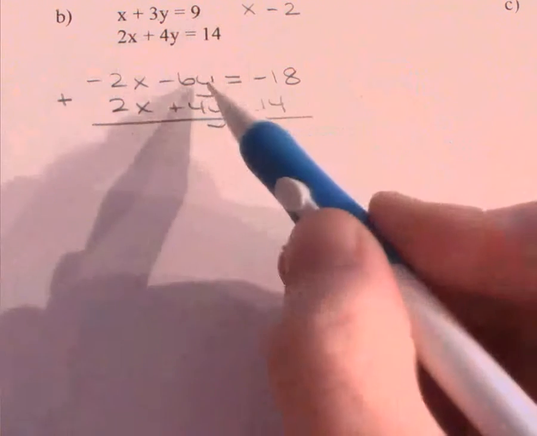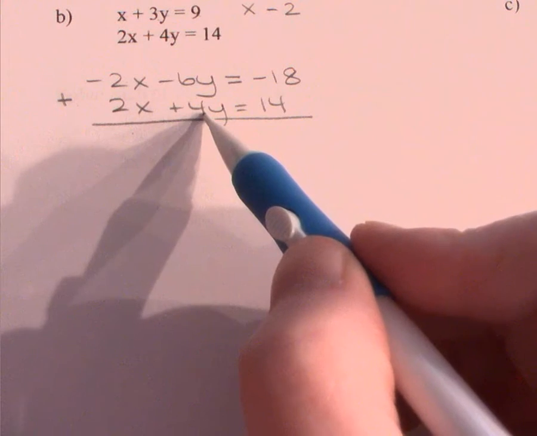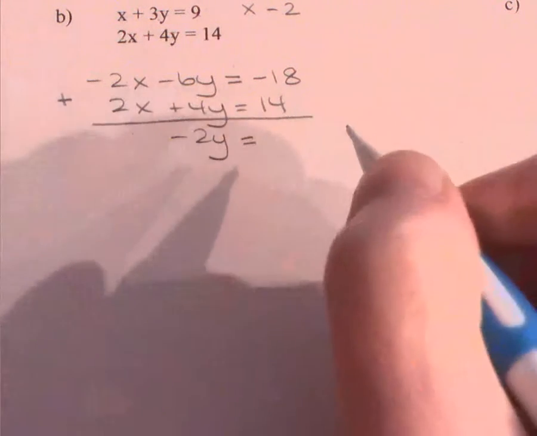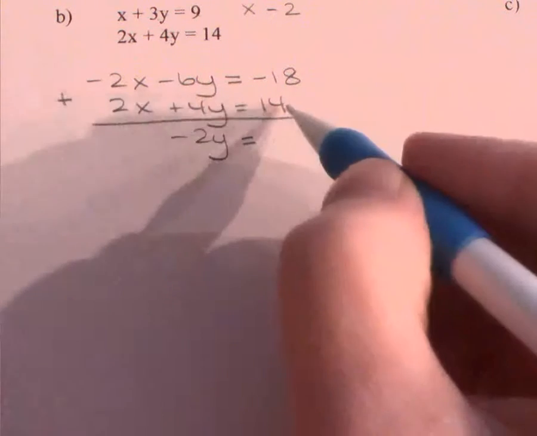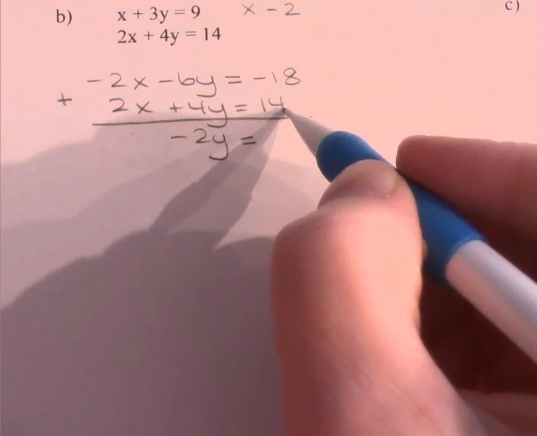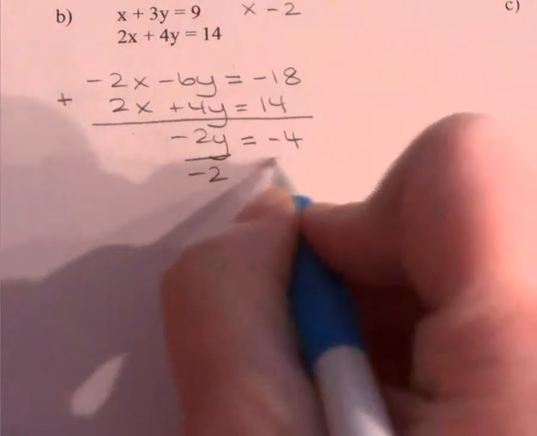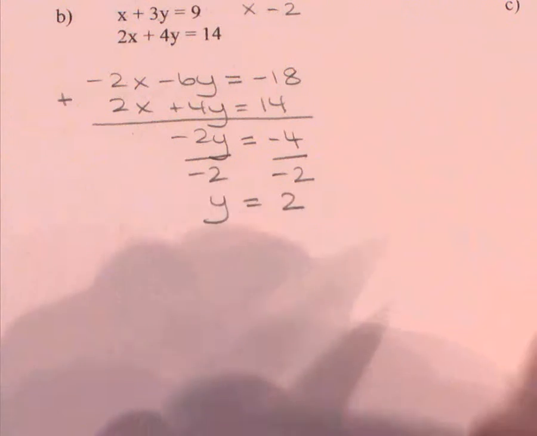And then I will have minus 6y plus 4y. This will give me minus 2y equals, and now I have minus 18 plus 14. So now I will have equals minus 4. I'm going to divide both sides by minus 2, and I have y is equal to 2.